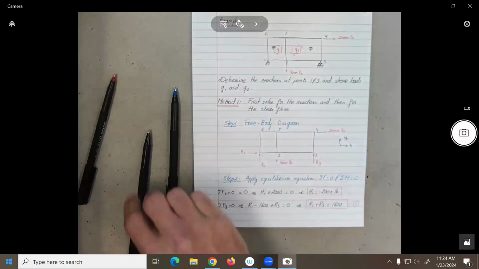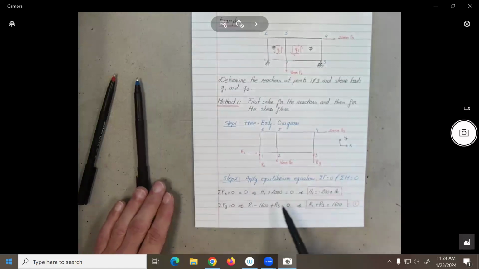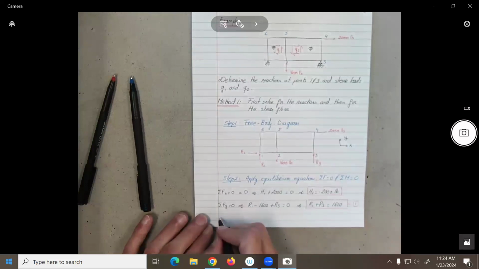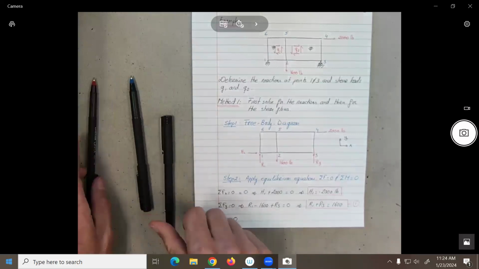Let's say that would be our equation 1. Okay, so here we have one equation, one unknown, we can solve. Here we have one equation, two unknowns. So what do we need to find? We need to find an additional equation. So what will be the additional equation? It will be summation of moments. When you apply the summation of moments, what do you need to define?